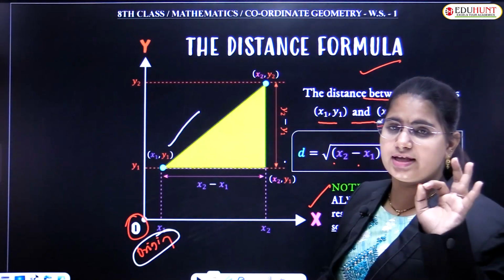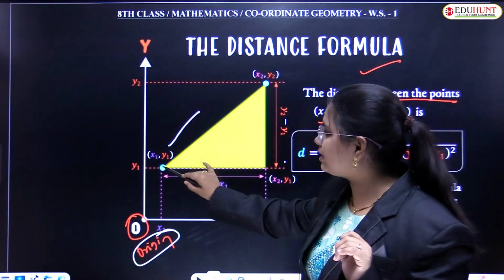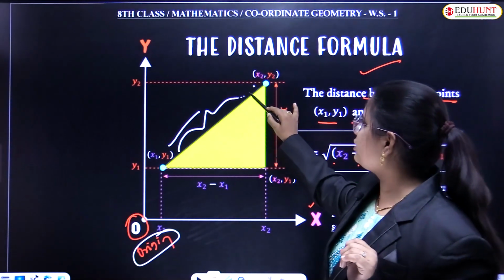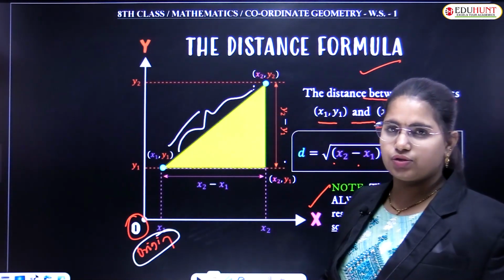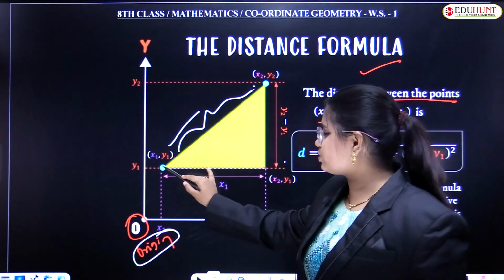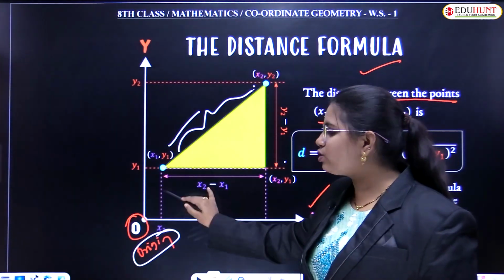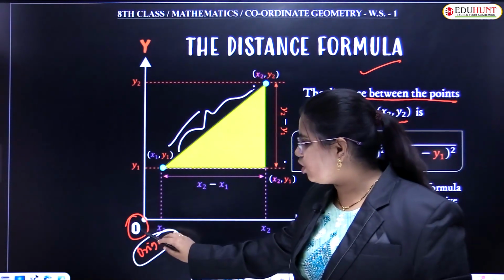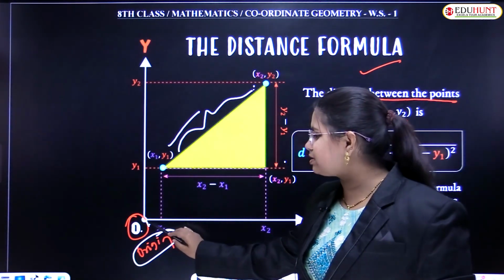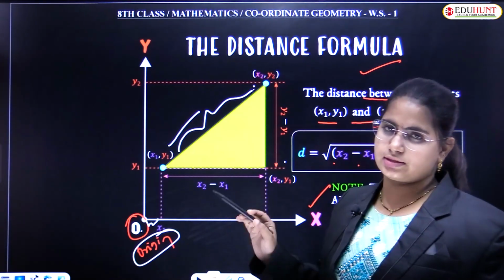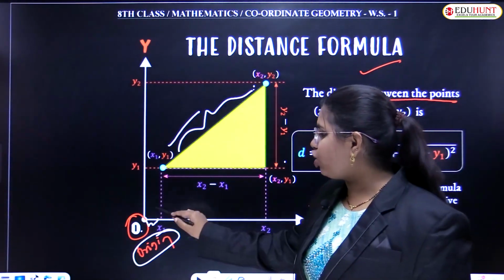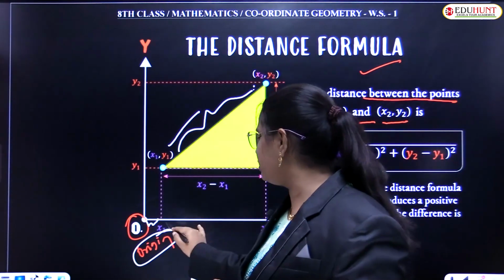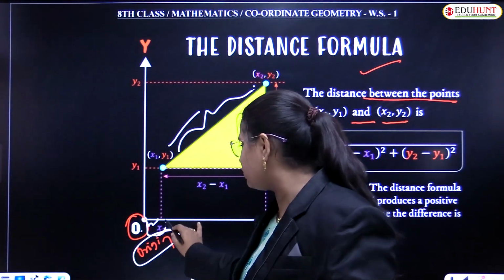Now I need to calculate the distance from x1, y1 to x2, y2. This is what I need to calculate. Understood? So if this is x1, y1, how do you locate the point x1? That means from the origin it is located x1 units away on the x-axis. That is right, from the origin this point is x1 units away. So this will be my x1.